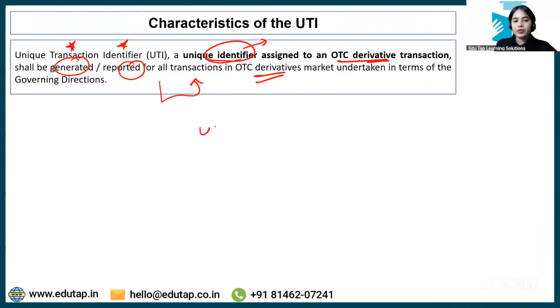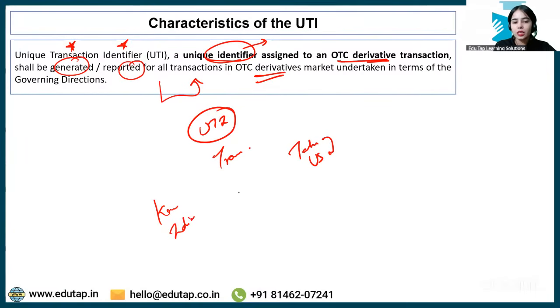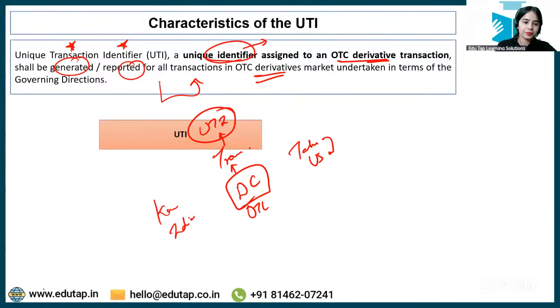Basically, the unique transaction identifier identifies the transaction even if Kavya and John of the US and Kavya of India are doing the derivative contract. If they are coming into a derivative contract over the counter, for this kind of transaction also the UTI has to be taken or has to be provided. Okay, so this is the idea.